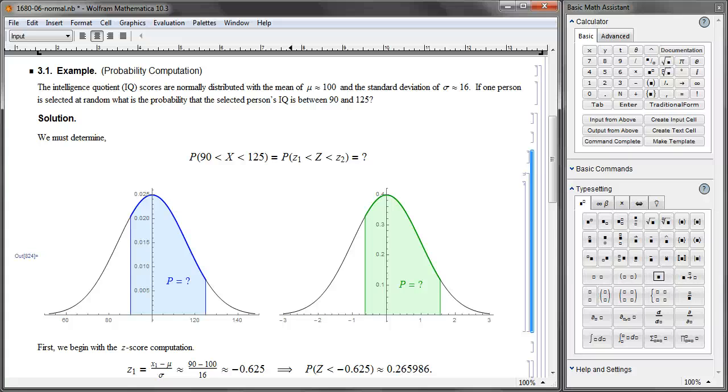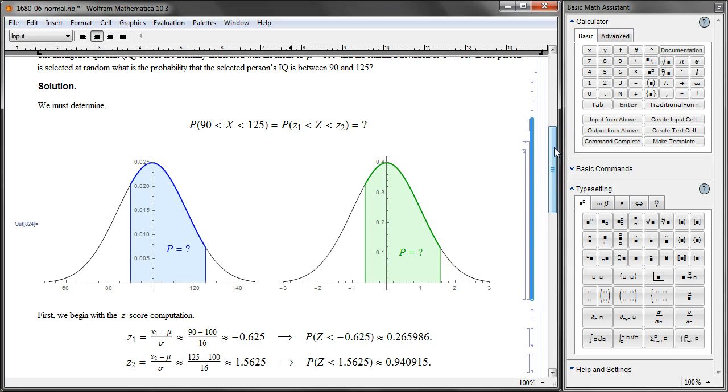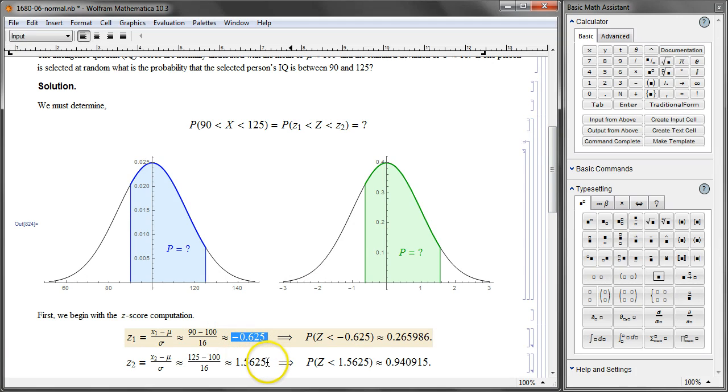And our aim is to get the z-scores for 90 and for 125, which correspond to z1 and z2 for this green picture. And then you can look up the normal table and find the appropriate area by some calculation. Okay, that's the strategy. We have the picture, so let's go with the z-score computation. z1 equals x1 minus mu over sigma. We have negative 0.625 and then 1.5625 respectively.